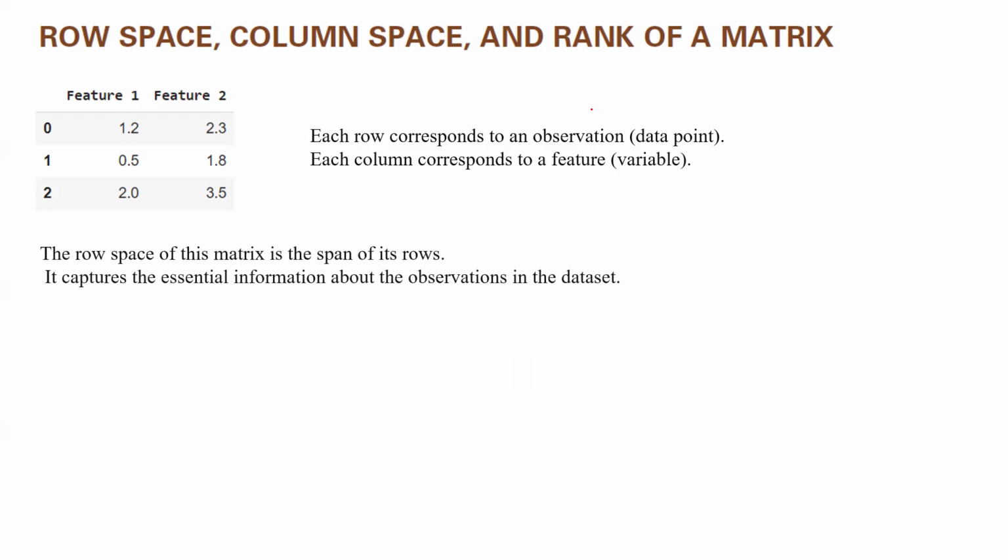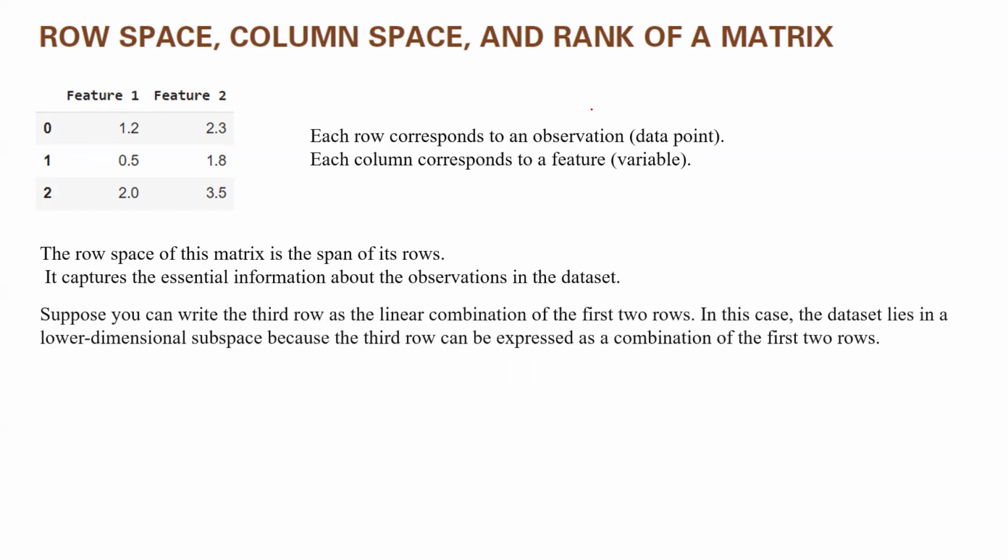The row space of this matrix is the span of its rows. It captures the essential information about the observations in the dataset. And if you try to write the third row as a linear combination of the first two rows, you're going to be successful. In this case, the dataset lies in a lower dimensional subspace because the third row can be expressed as a combination of the first two rows.